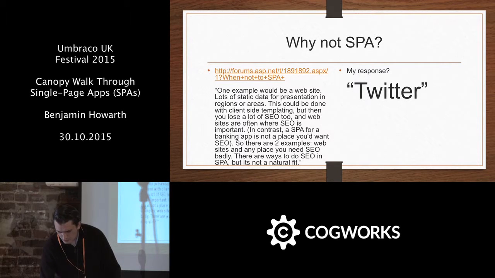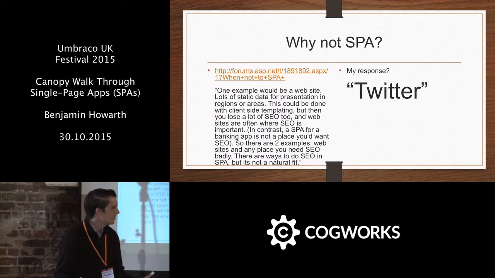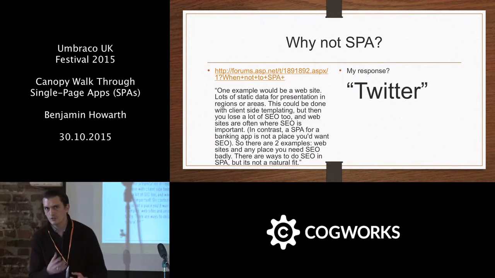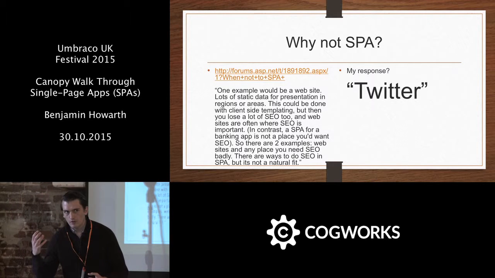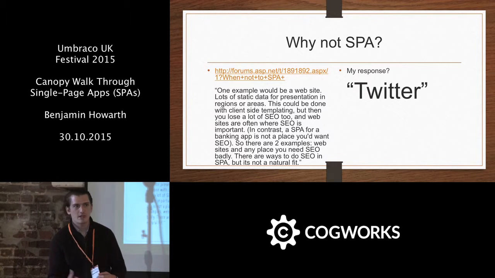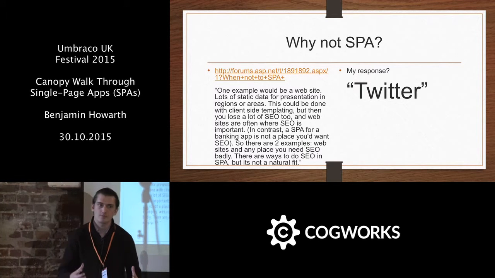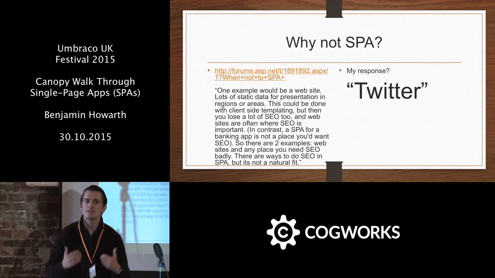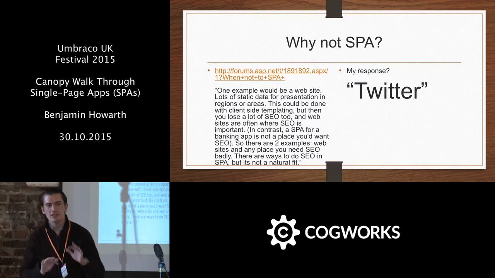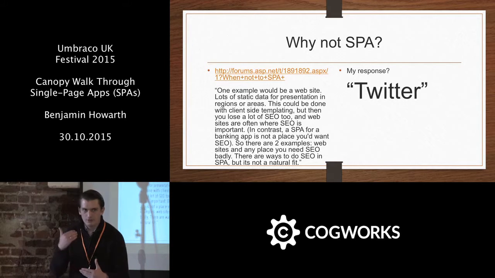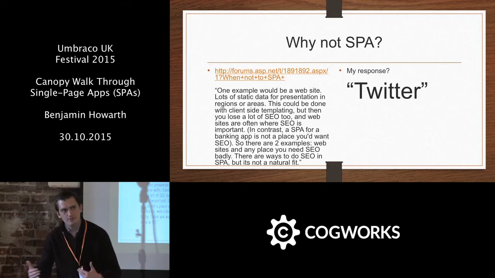And so my response to that was quite simple. Twitter. Twitter is an SPA. Twitter is a prime example of an SPA. It runs off an entire API on the back office. You can open it up in a web browser and still read a set of tweets that are cached offline using HTML5 mechanisms. And yet they still manage to achieve SEO. You can still type in usernames, tweets into Google and still come up with full HTML content delivered.